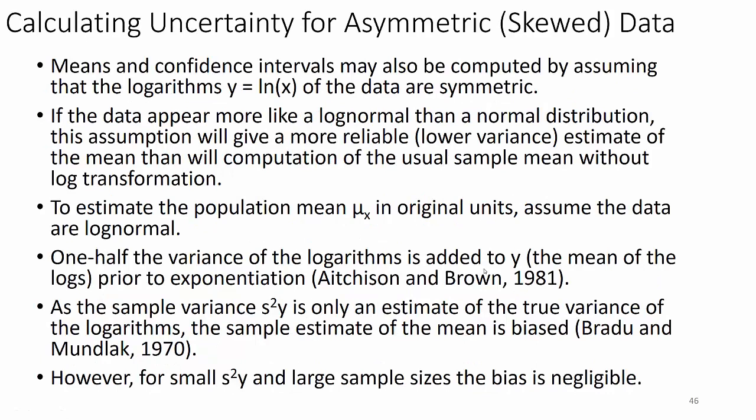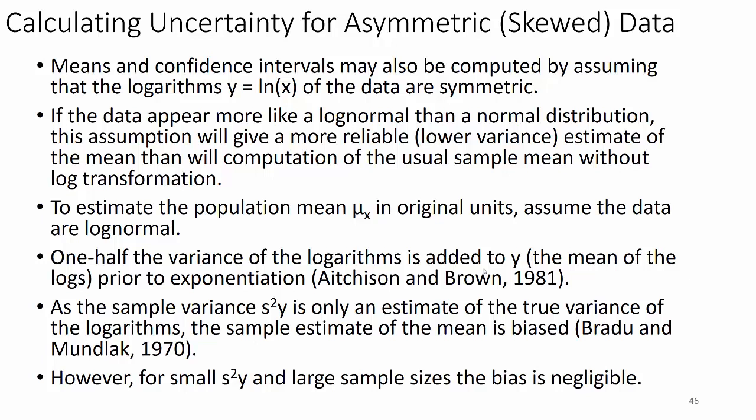So what if you have skewed data? Means and confidence intervals may be computed by assuming that the log values, the natural log of x, are symmetrical. So you do a log transformation. If the data are positively skewed, if the data appear more like a log normal than a normal distribution, this assumption will give a more reliable, lower variance estimate of the mean than will computation of the sample mean without log transformation. So to estimate this population mean mu of x in original units, assume the data are log normal.